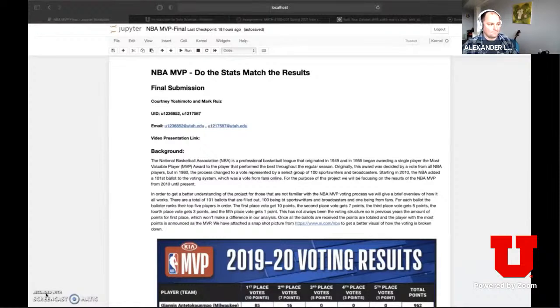Before we get into data collection, we want to give you a brief overview on how the voting process works for choosing the NBA MVP. The NBA has been awarding the MVP since 1955, but since 2010 there have been 101 ballots, 100 by sports writers and broadcasters and 1 by online fans. The voting ballot consists of ranking players from 1 to 5, and the first place player gets the most points, with the 5th place player getting the least, and at the end all the ballot points are added up.